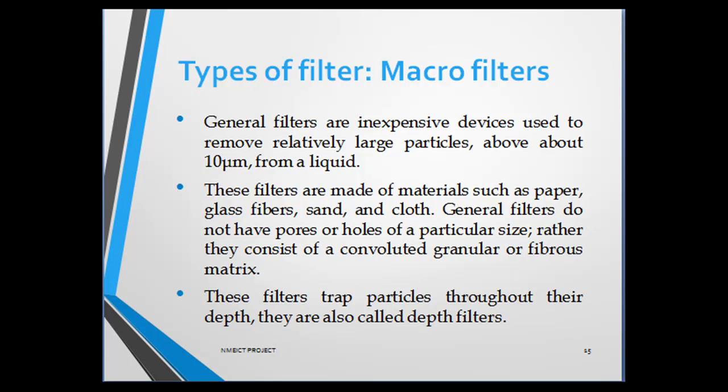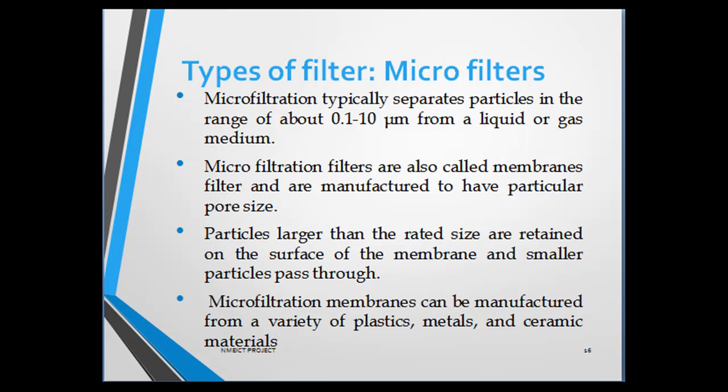Next type is microfiltration. Microfiltration typically separates particles in the range of 0.1 to 10 micrometer from a liquid or a gas medium. Microfiltration filters are also called membrane filters and are manufactured to have a particular pore size. Particles larger than the rated size are retained on the surface of the membrane and the smaller particles pass through. Microfiltration membranes can be manufactured from a variety of plastics, metals, and ceramic materials such as cellulose, cellulose acetate, regenerated cellulose, cellulose nitrate, Teflon, nylon, polytetrafluoroethylene, PVDF, and glass fibers.